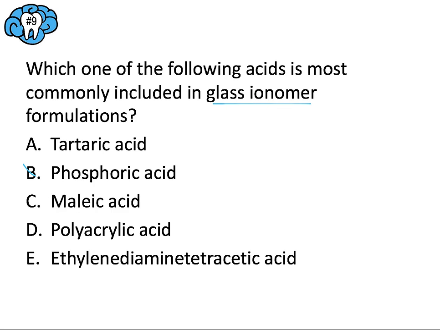Tartaric and maleic acid can appear in glass ionomers, although they're much more rare, and we're looking for the one that's most common. So those I'm going to confidently rule out from here as well. I'll give you bonus points if you recognize what this one is from. And it might help if I highlight a couple of letters here.